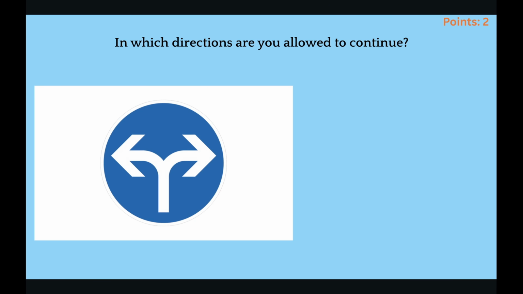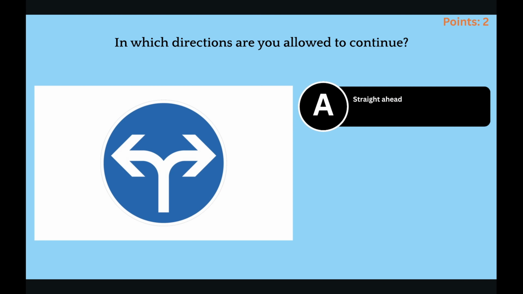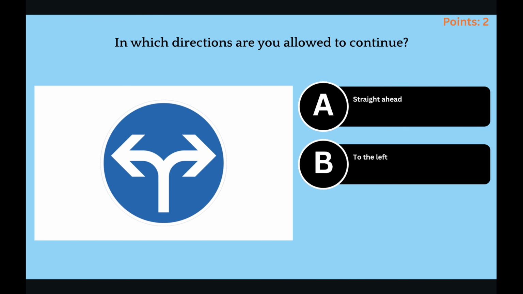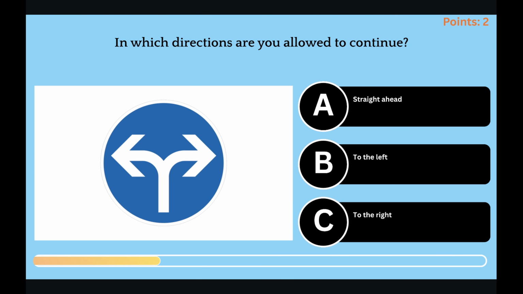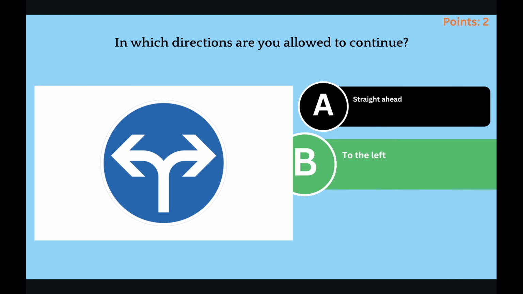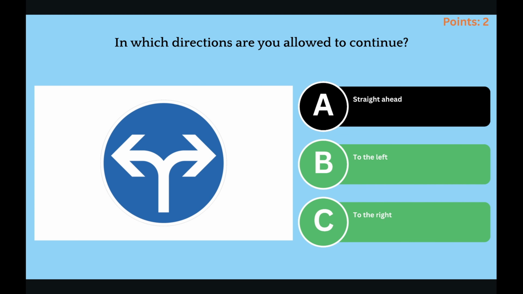In which direction are you allowed to continue? A. Straight ahead. B. To the left. C. To the right. B and C are the correct answers. According to this arrow, we must either turn left or turn right. We are not allowed to continue going straight ahead when we see this traffic sign.